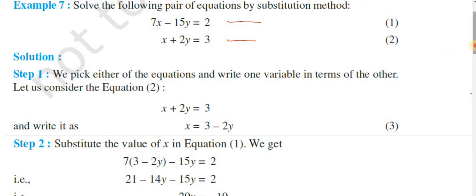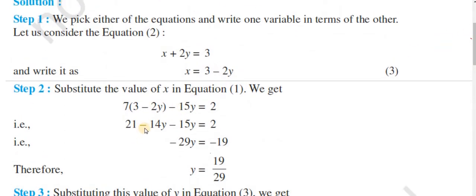If they substitute that and simplify, we get 7 3s are 21, minus 7 times 2y is 14y, minus 15y is equal to 2. Then simplify: minus 14 minus 15 is minus 29, equal to, transposing to the right hand side, 2 minus 21, that is minus 19. Then the minus signs cancel, so you get y is equal to 19 by 29.